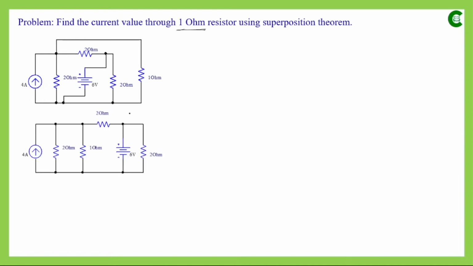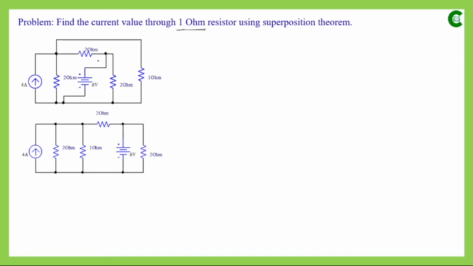This circuit has been redrawn to clearly understand the connections among all the components in the network. So here the current source, as it was connected between these 2 points, is redrawn that way, and then this resistor.